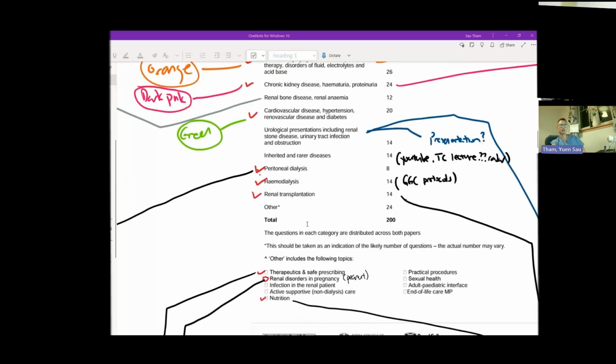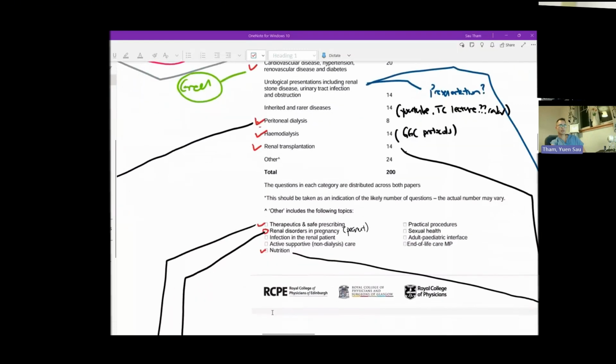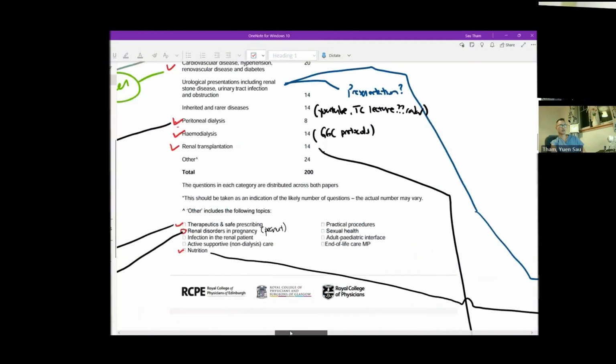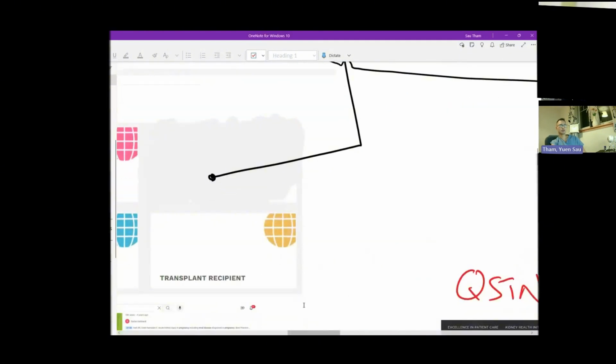Cool. Thanks, mate. No worries. So hemodialysis. What did I put here? So hemodialysis is sort of, if you have got a dialysis cohort, I think you'll be fine. Let me see.